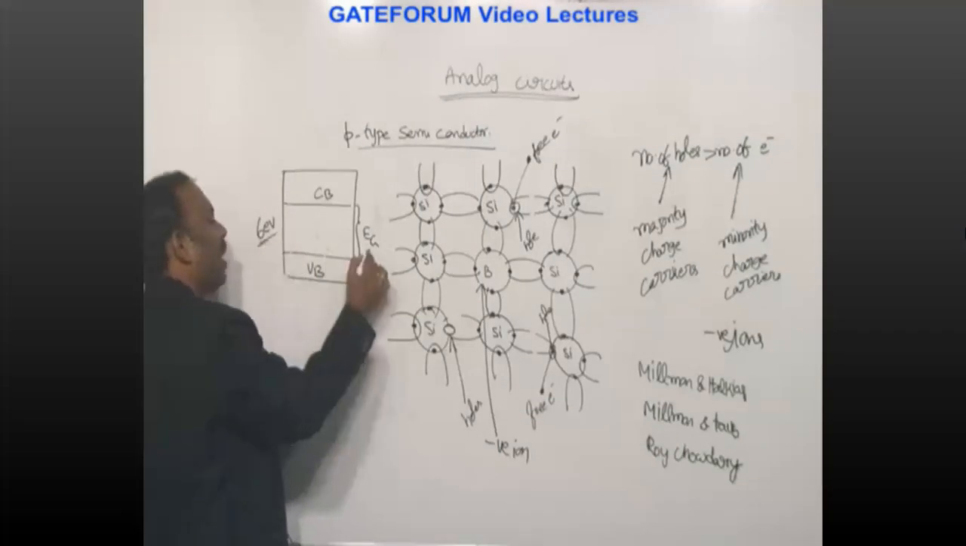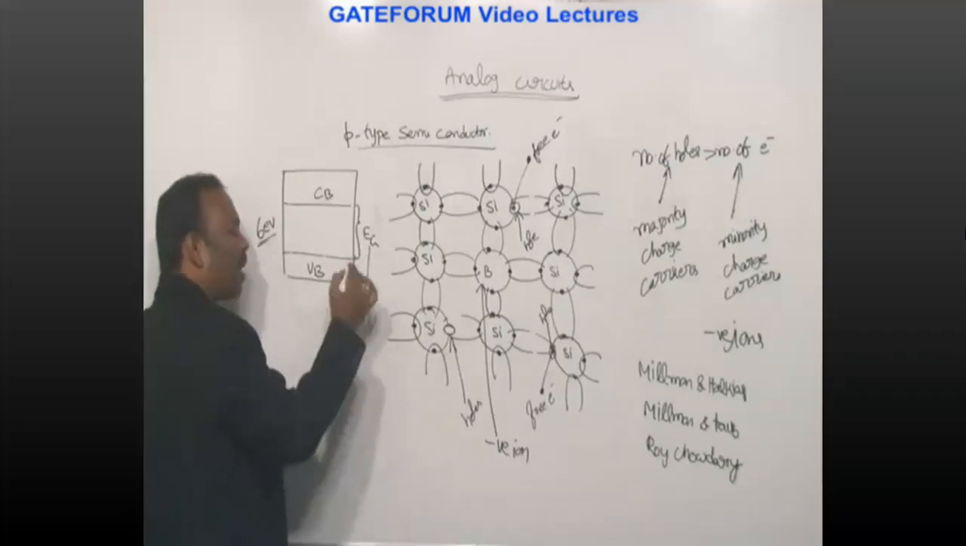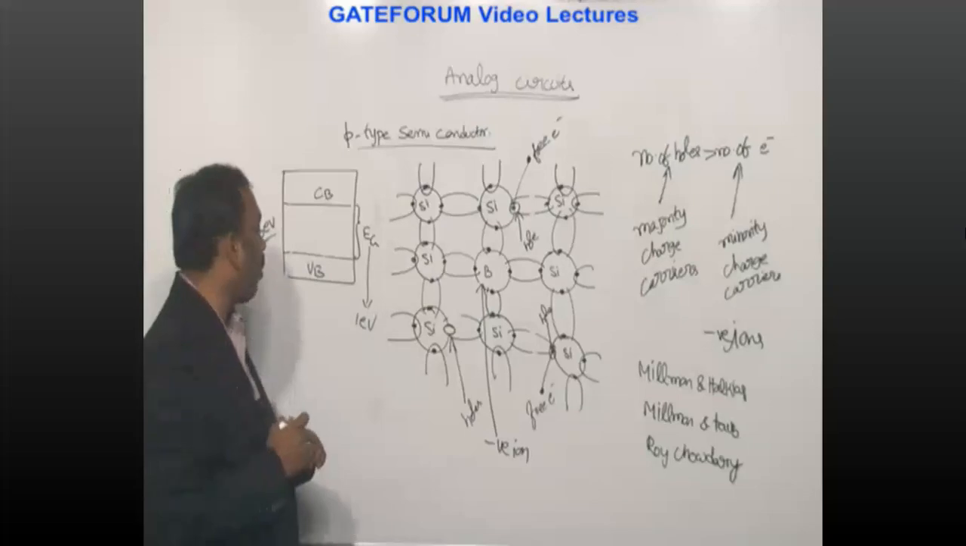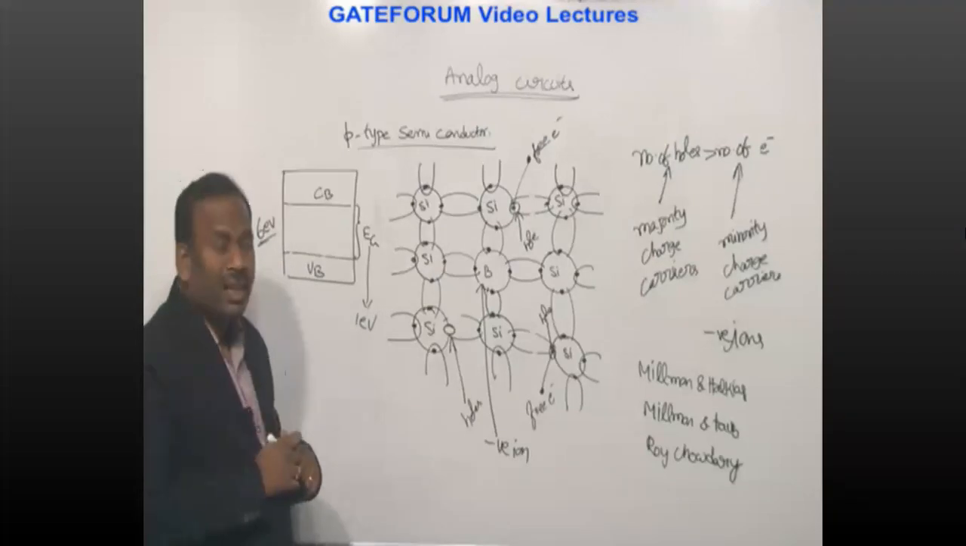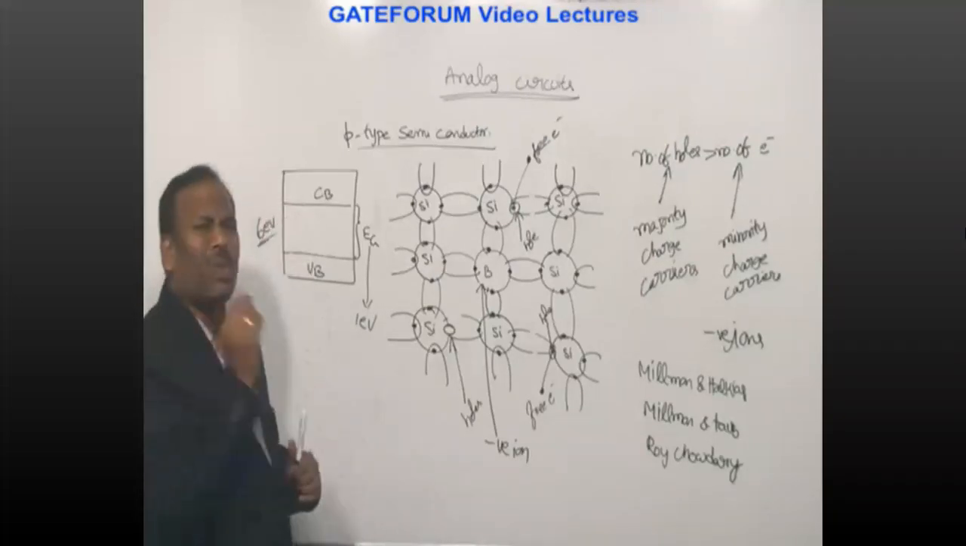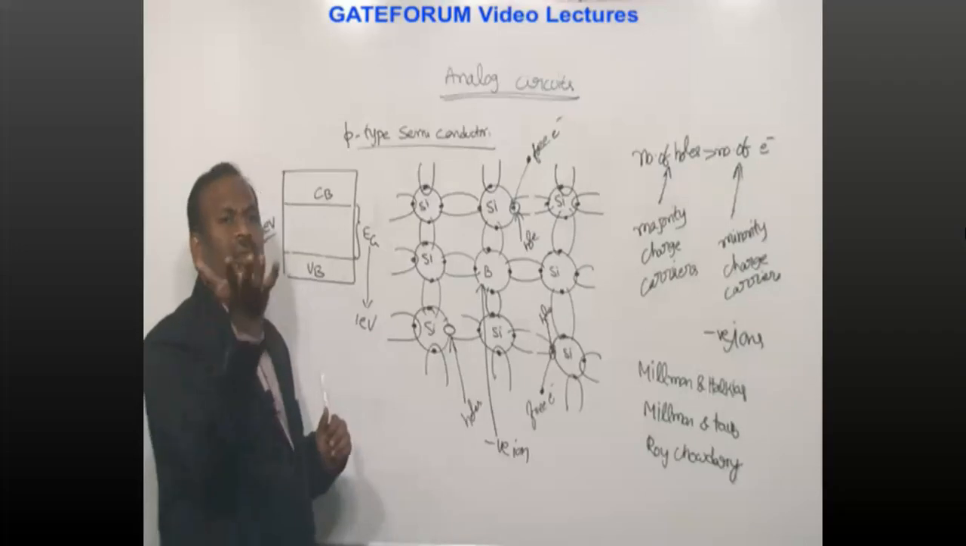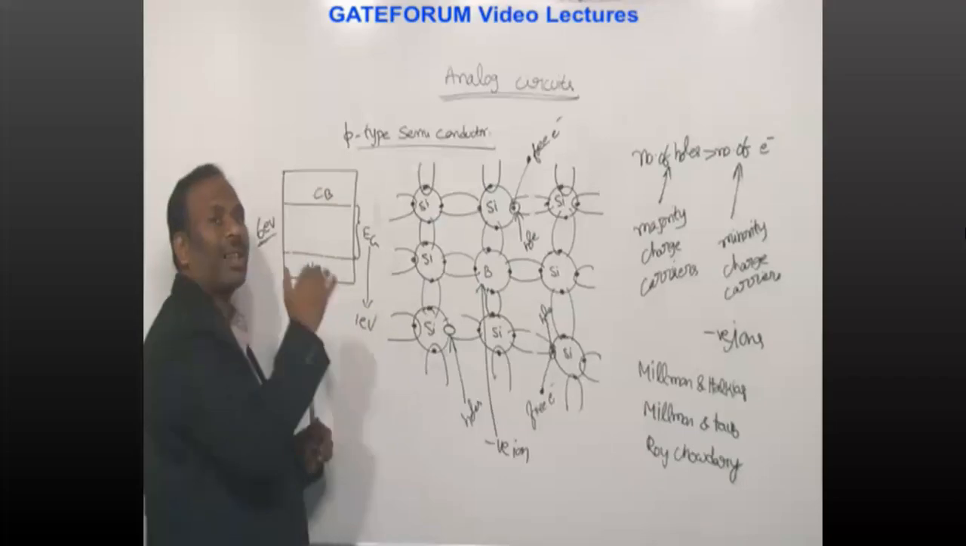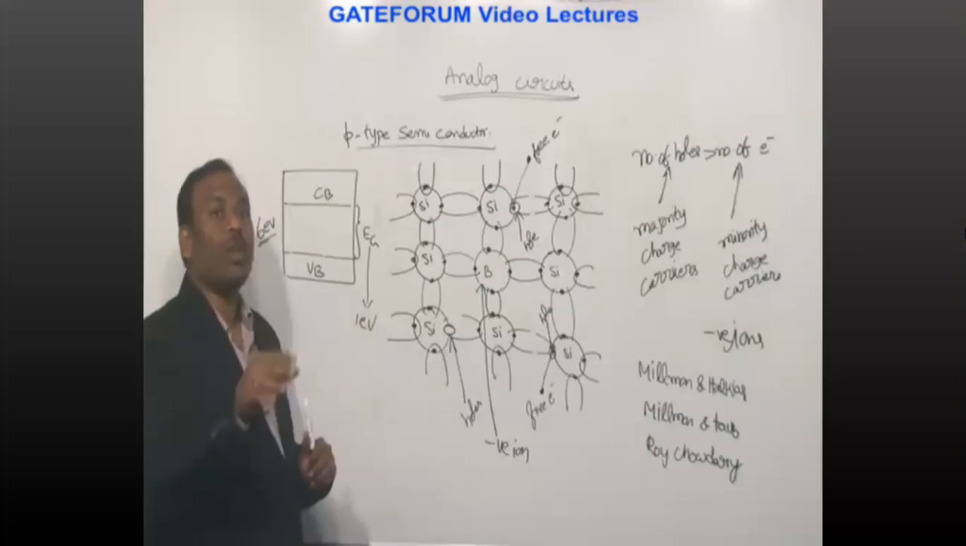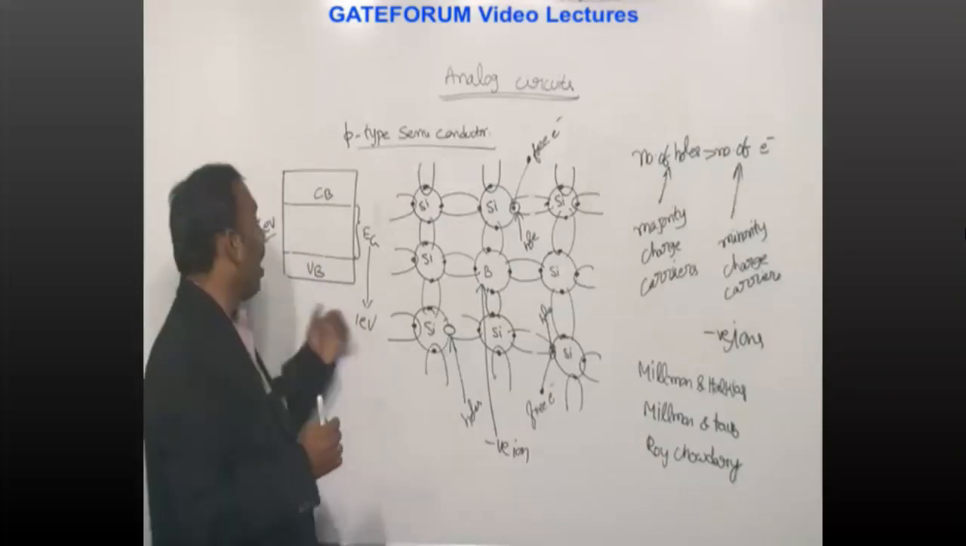Whereas this forbidden energy gap is approximately around one electron volt for a semiconductor. That means a small energy, 1 electron volt, is very small. At room temperature itself, some number of electrons can acquire the energy and become free electrons. So conductivity exists at room temperature.